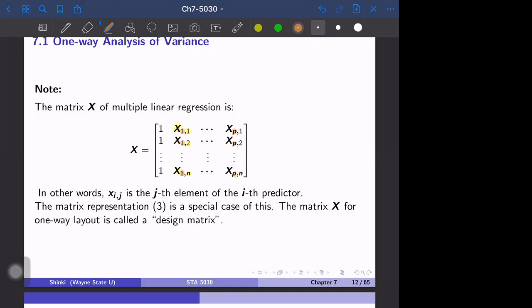So the multiple linear regression model has this matrix representation. So actually, chapter 7 is just a special case of this multiple linear regression. And X is called the design matrix or model matrix.